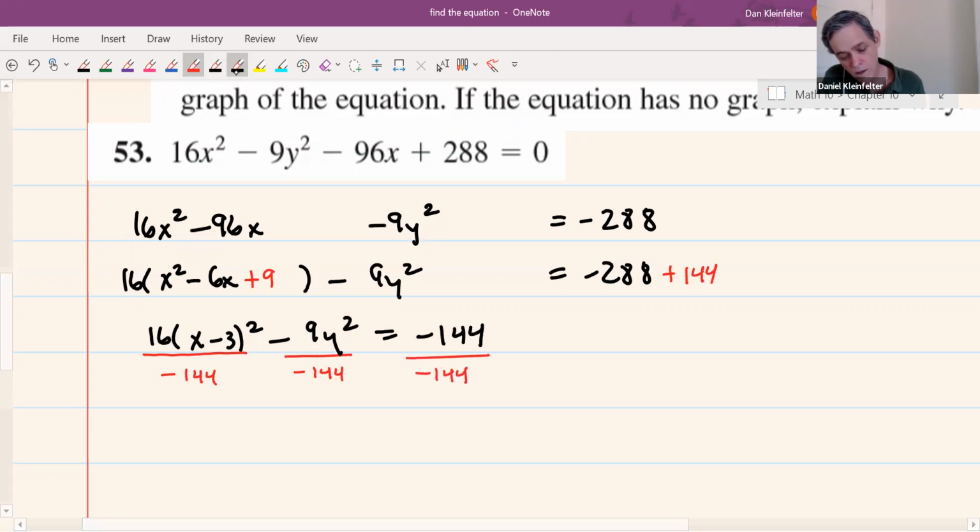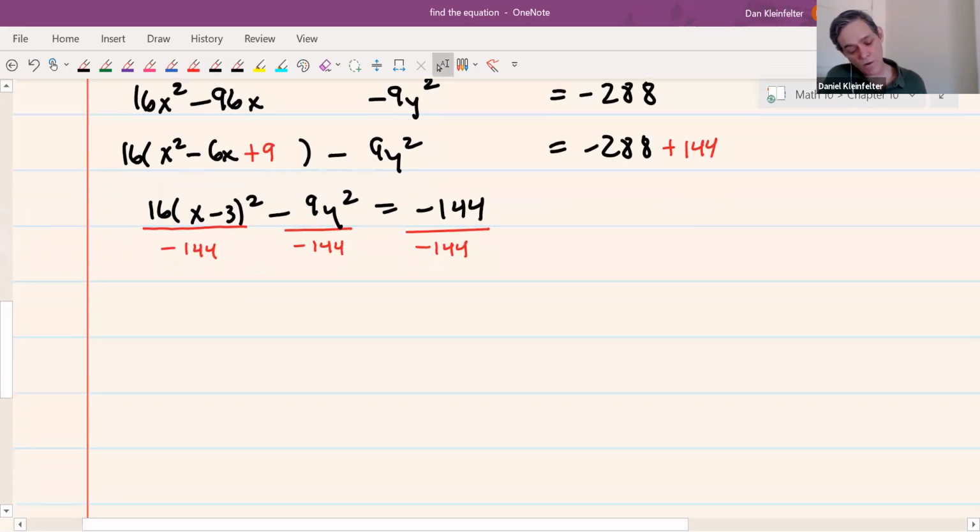Okay, so if we're dividing by -144, 16 over 144 will be a -9. So I'm going to switch these two terms so that we can keep the first term positive. The first term will be y squared over 16. 9 goes into 144 16 times, minus over minus is plus. And then the x term will come next: minus (x minus 3) squared over 9. And the right side is equal to 1.